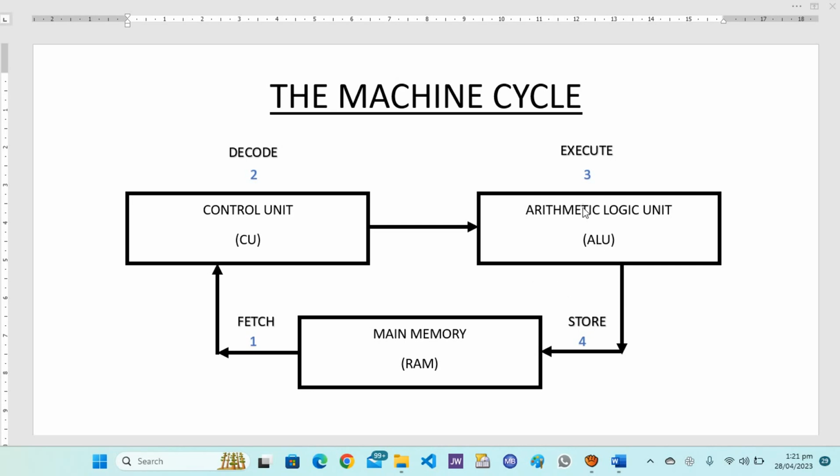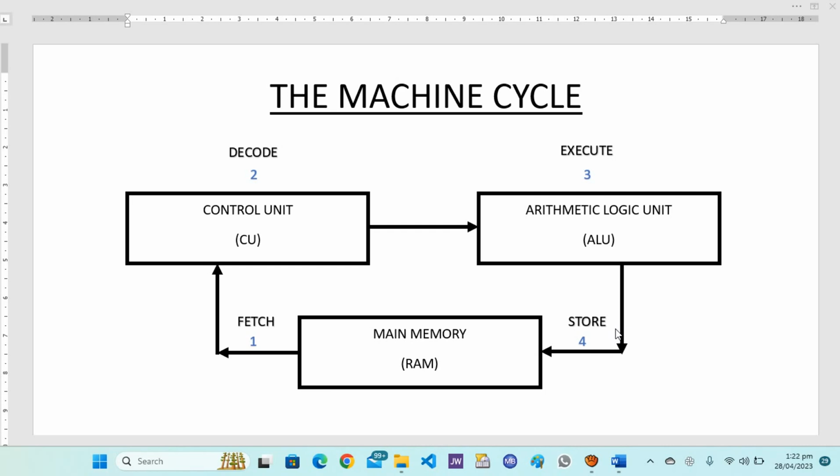In this lesson, we'll be discussing the machine cycle. As you can see on the screen, the machine cycle has four main stages, and they are the fetch, decode, execute, and store stages respectively.